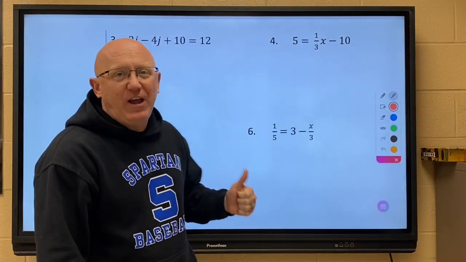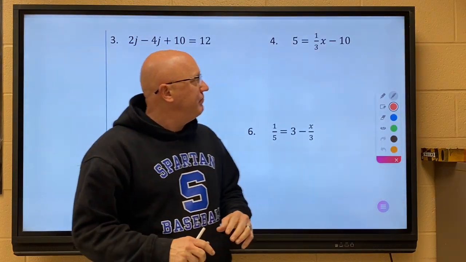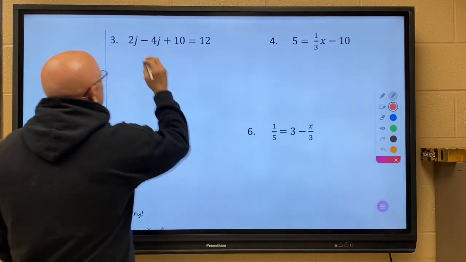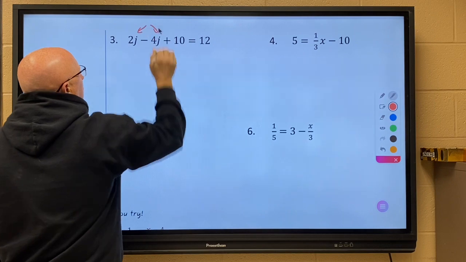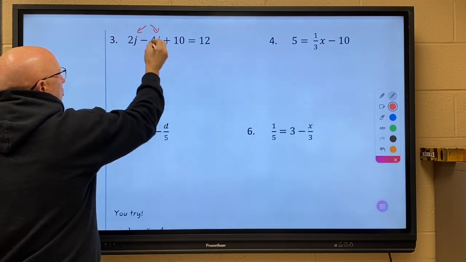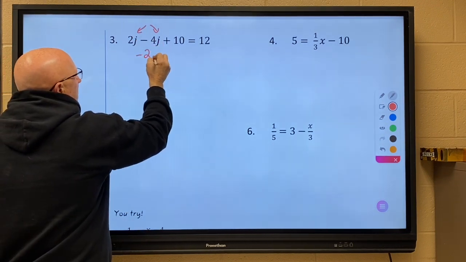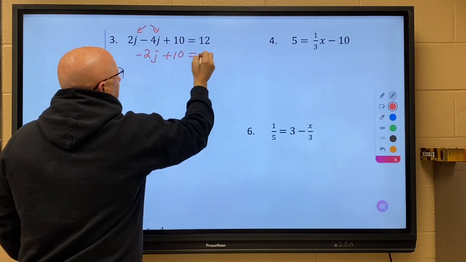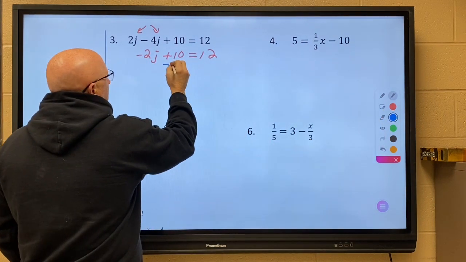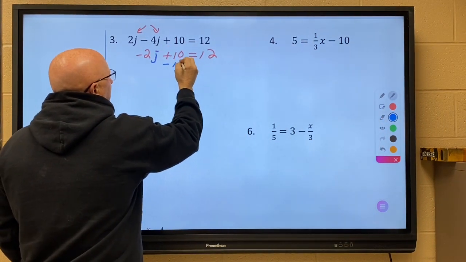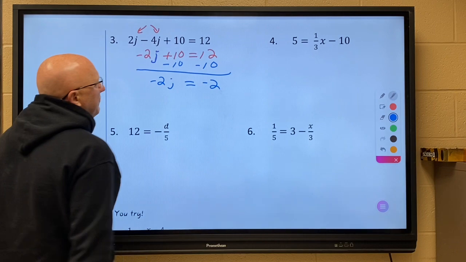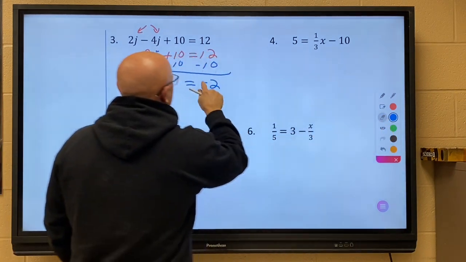Okay, we're going to do a couple more examples, and then we're going to have you do some practice on your own. All right, so number 3. I do notice that in number 3 here, there are two separate j terms. So I've got to add like terms first. So 2 minus 4j, that's going to be negative 2j. And then I'm going to subtract 10 on both sides, just as I did in the previous examples, trying to get the j variable by itself. And so when I do that, I get negative 2j is equal to negative 2, is equal to 2.